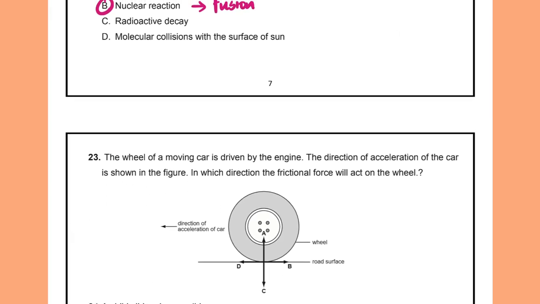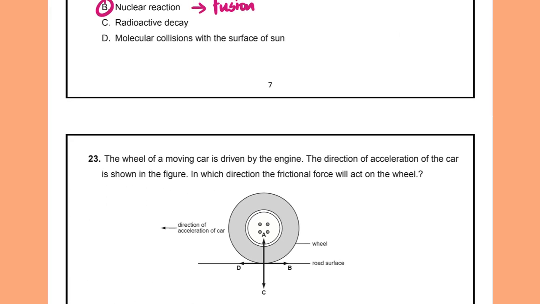Question 23 is a rather tricky question, and let me talk about this. The wheel of a moving car is driven by the engine. The direction of acceleration of the car is shown in the figure. In which direction will the frictional force act on the wheel? Now a lot of you might be tempted to say that just because it's going like this, the friction must be in the opposite direction, but that reasoning is wrong here, because this is not just moving along, rather it's rolling along here, right?